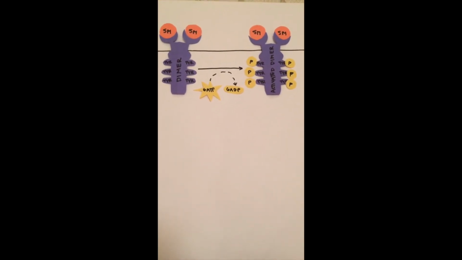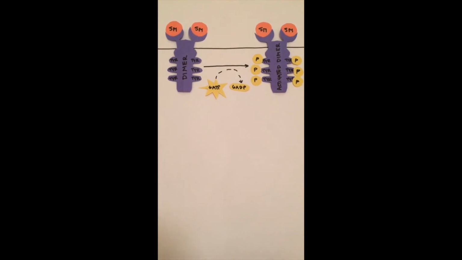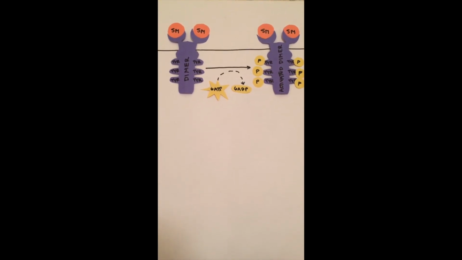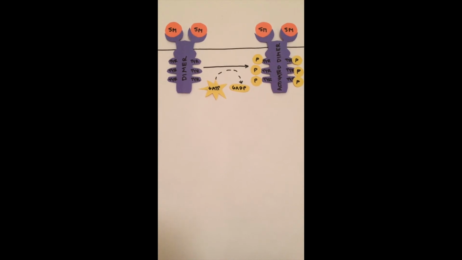Dimerization activates the tyrosine kinase region of each polypeptide. Each tyrosine kinase adds a phosphate from an ATP molecule to tyrosine on the tail of the other polypeptide.